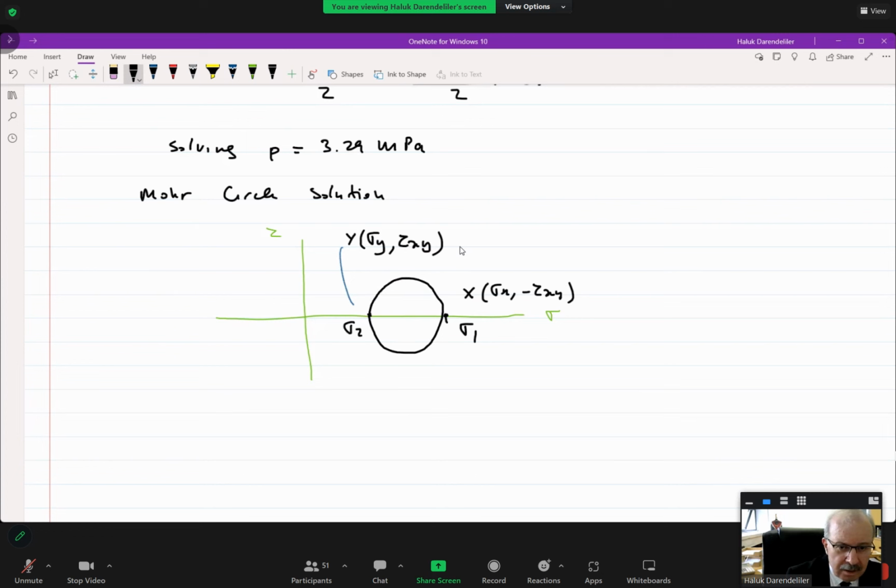Okay. So this point is X. This point is showing the surface X. This point is showing the surface whose normal is Y. In this problem, X and sigma 1, Y or sigma Y and sigma 2 are coinciding because there are no shearing stresses. Look.